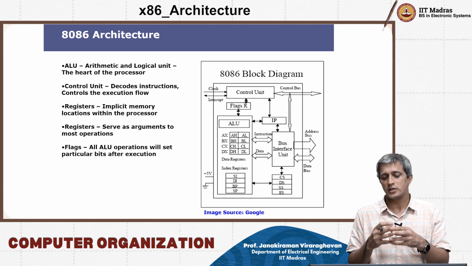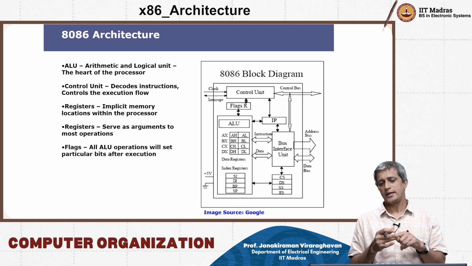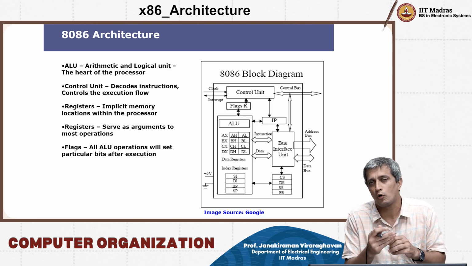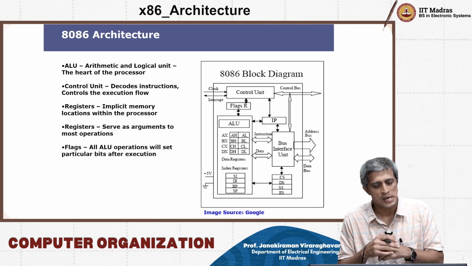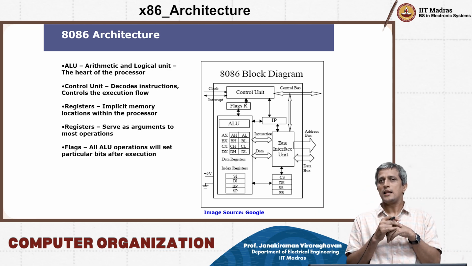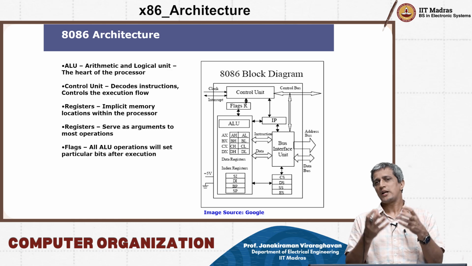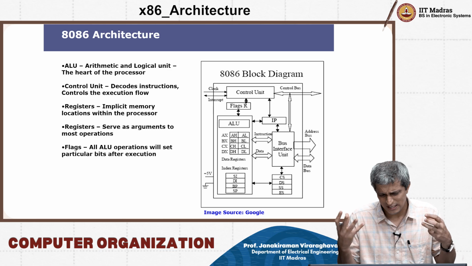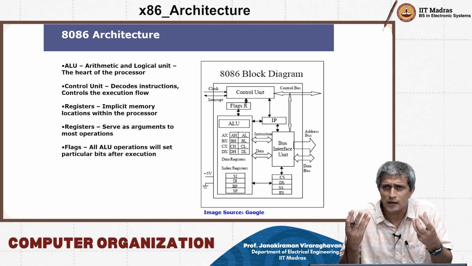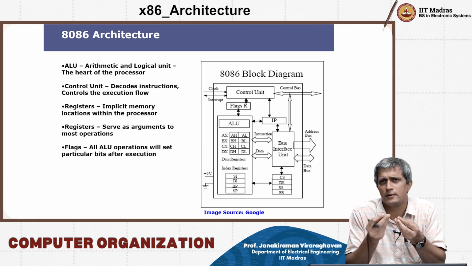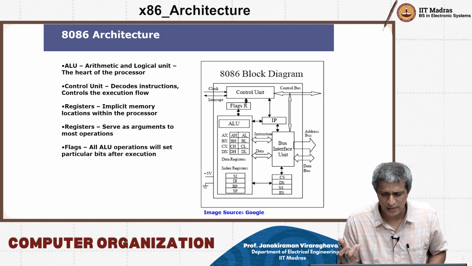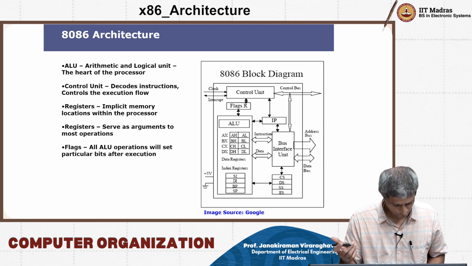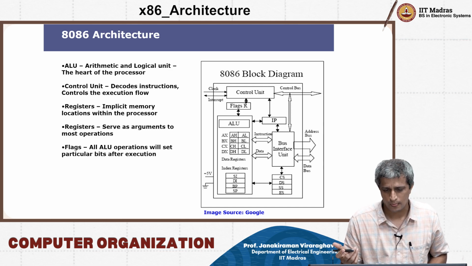The control unit is what decodes instructions and it controls the execution flow, right? What is this execution flow? How does it decode? All that we will look at later. Registers are, again, I would say, the most fundamental unit of a microprocessor, right? In some sense, they are like a very, very small memory. So what is a register? Basically, if you look at a register, it's nothing but a bunch of flops.